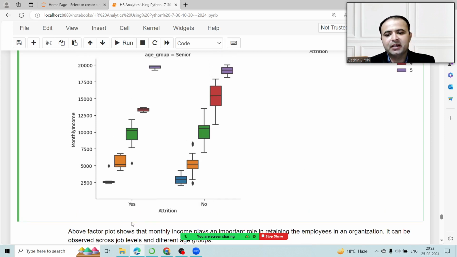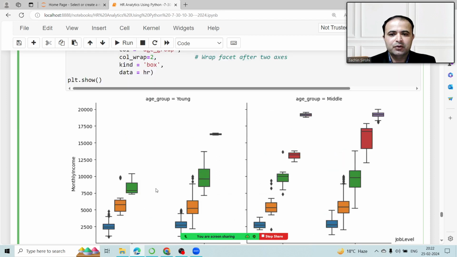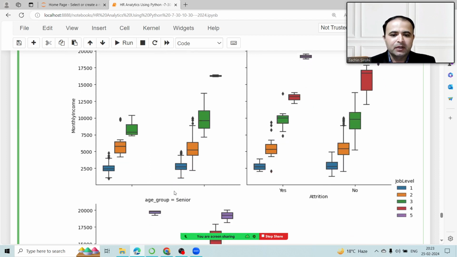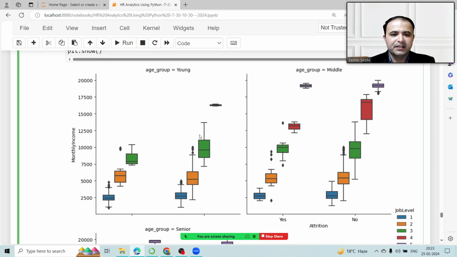So like monthly income, yes. When you consider the young, we bifurcate into yes and no, again yes and no. So attrition rate yes, and attrition rate no. The young attrition rate is a little bit high, but in the middle, when you gain some knowledge, when you gain some experience, and again you are young.